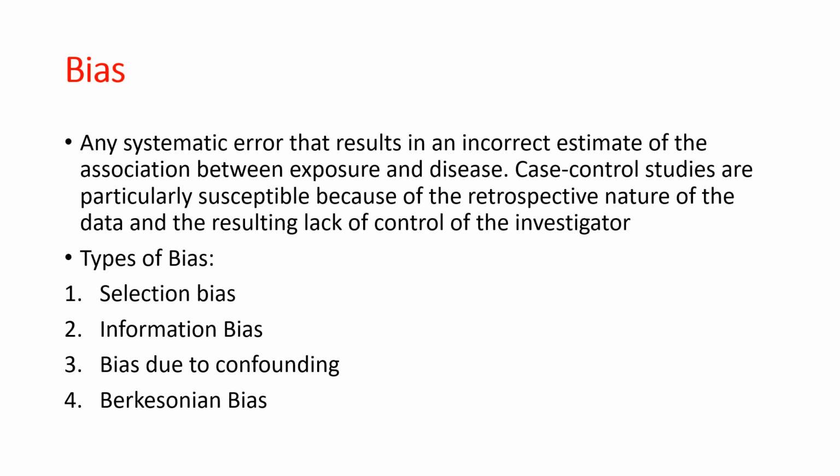Now, what are the different types of bias? This is basically classified into 4 types: the selection bias, the information bias, confounding bias, and the Berksonian bias. Well, let me tell you again that bias has been differently classified by different authors, but this is the usual pattern that we follow in our examination.